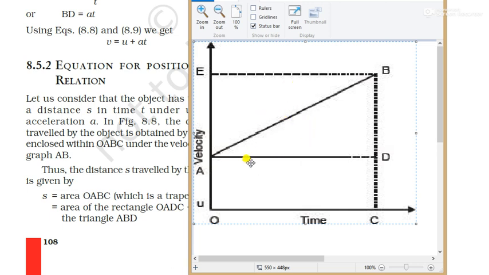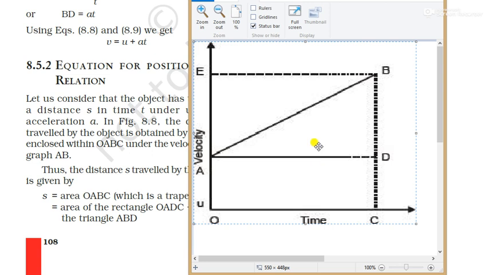Here you can see this figure represents a trapezium OABC. OABC is a trapezium, and this trapezium is formed by two figures, a triangle ABD and a rectangle ADCO.